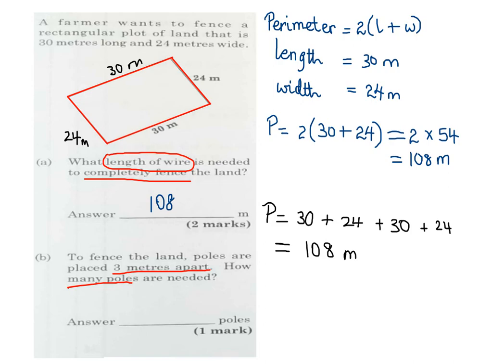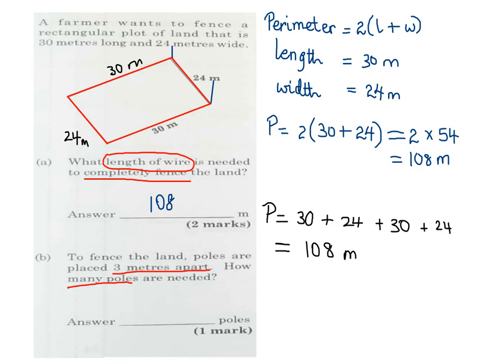Let's just say we start at this corner of the land. We're going to put poles and we start here, right? We're starting at this corner of the land. So that's the first pole. Now we need to place poles every 3 meters. So by using the fact that 24 is a multiple of 3, if we divide 24 by 3, that means we should have 8 poles ideally along the width of the land, right?